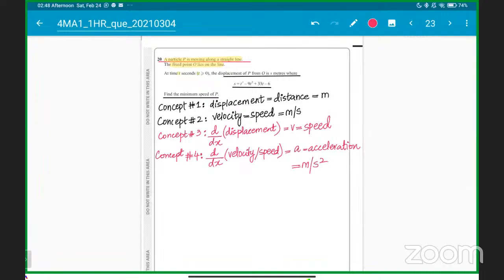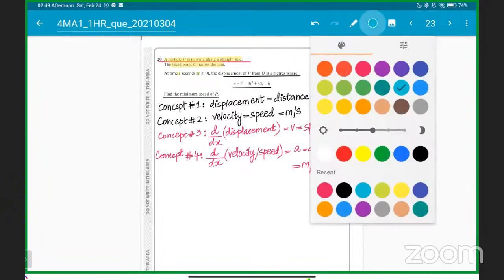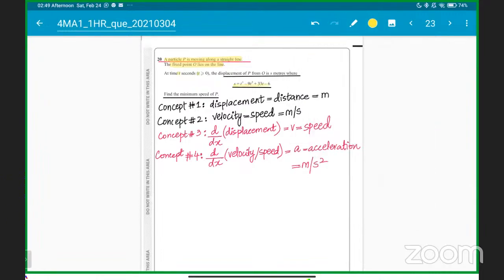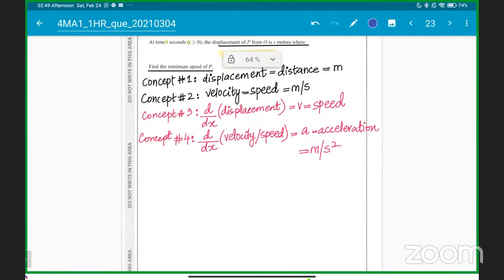So what we need to understand here, students, is that we have been given the displacement, that is distance. So what I'm going to do is, follow carefully. S is equal to t cubed minus 9t squared plus 33t minus 6, okay?